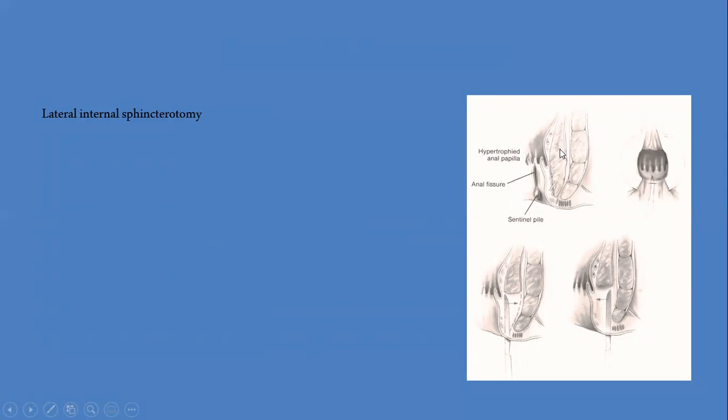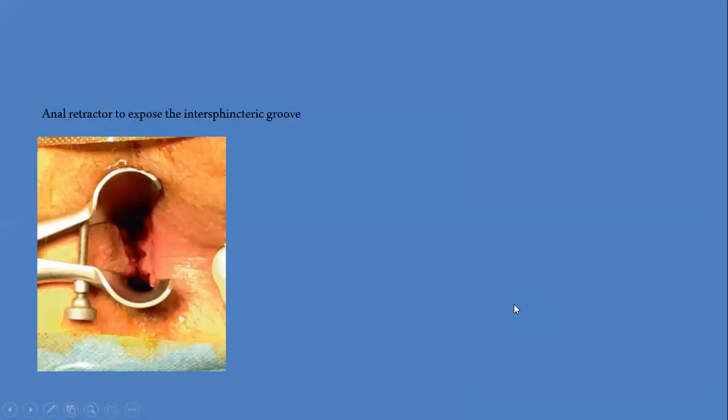Again, this is the internal anal sphincter, this is the external anal sphincter, this is the dentate line, this is the fissure, this is the ulcer, and this is the hypertrophied anal papilla. We will introduce a knife without making an opening in the skin, and we will just divide a part of the internal sphincter located below the dentate line.